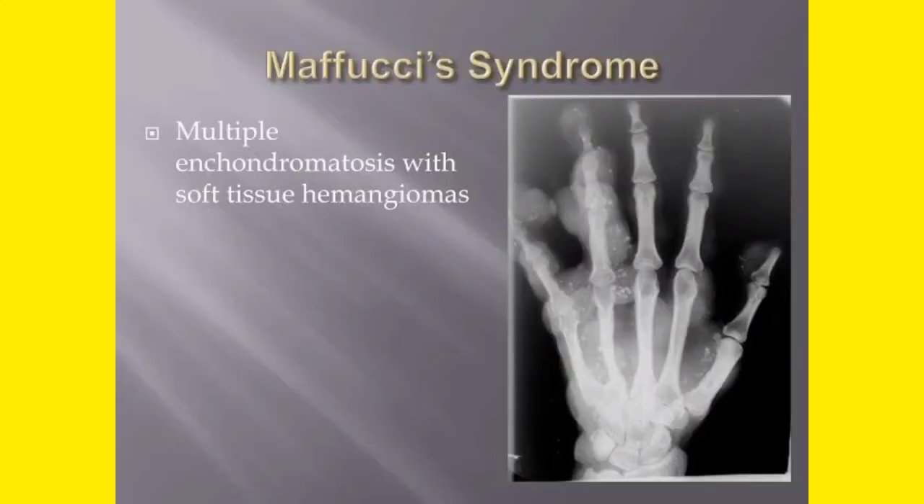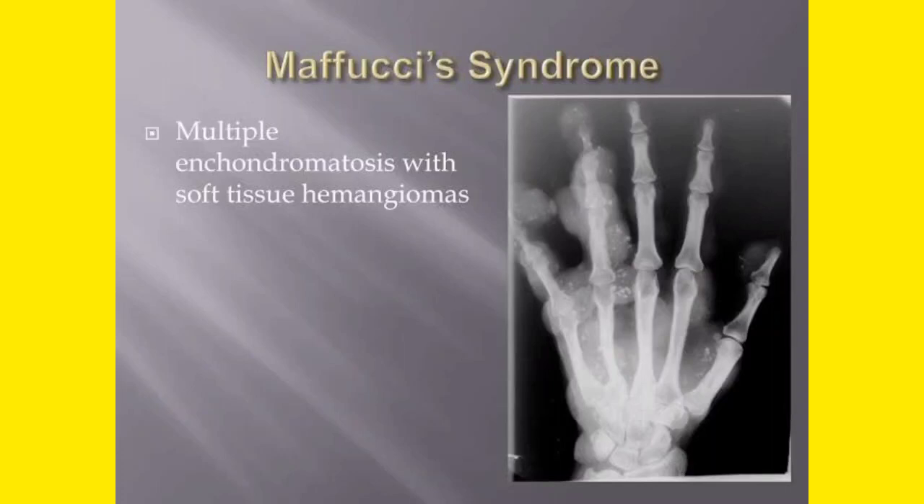So once again remember M. M means Maffucci. M means multiple things are there. What are the multiple things? There are two important things. One is multiple enchondromatosis along with soft tissue hemangioma. But remember, this soft tissue hemangioma is not present in Ollier's disease. Soft tissue hemangioma is present in Maffucci syndrome, and that is why it is multiple.